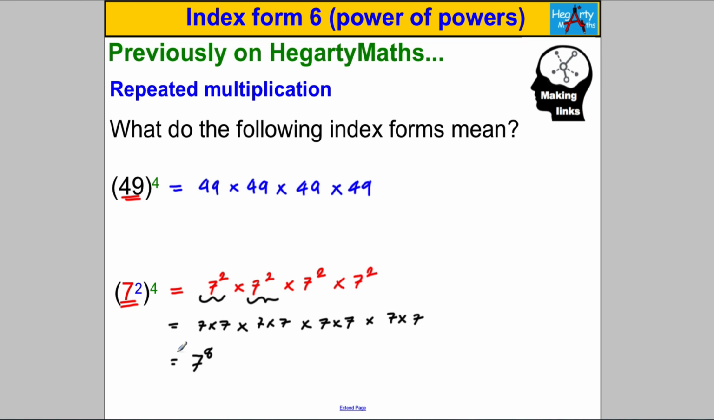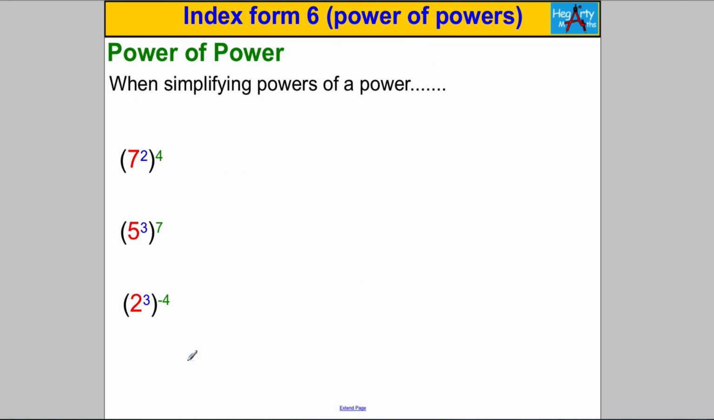Now, can you spot what I'm trying to show you here? I've showed you that 7 squared to the power of 4 is the same thing as 7 to the power of 8. What am I trying to show you? Well, if you are doing a power raised to another power, so 7 squared, the power's 2, all of that raised to another power, the answer is 7 to the 8. You can just multiply the 4 and the 2 together to get 8. And that's it, done, simple as that. So let's try and formalize that.